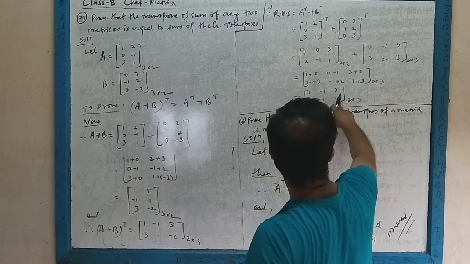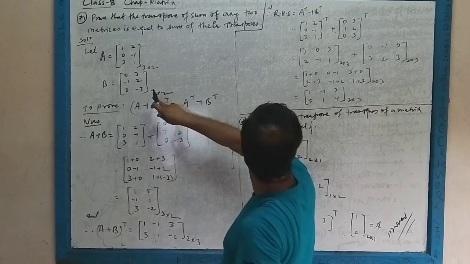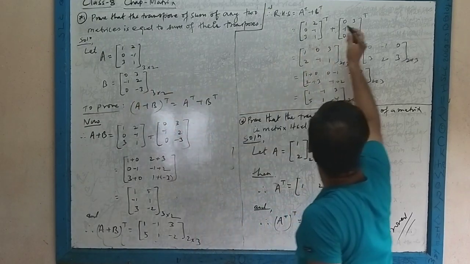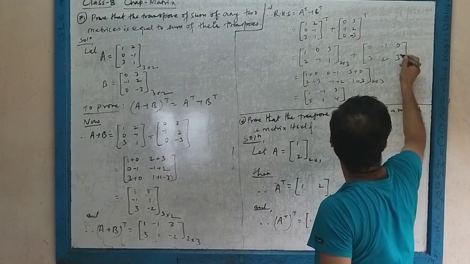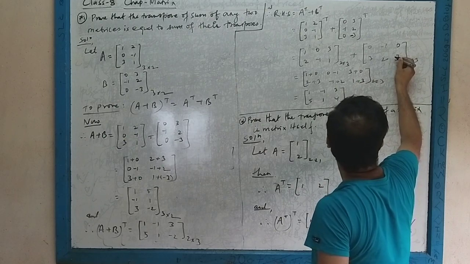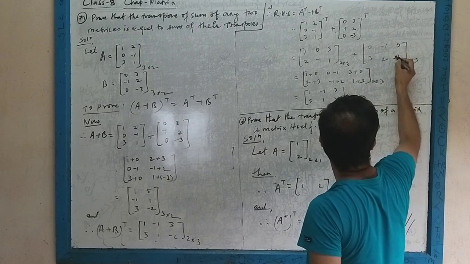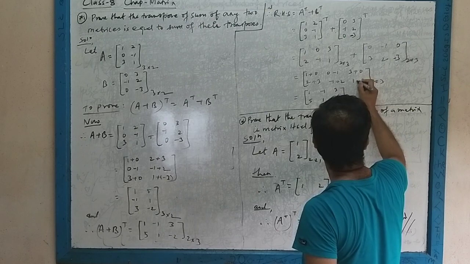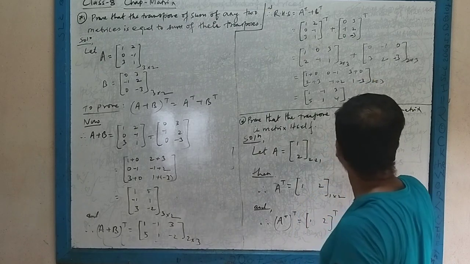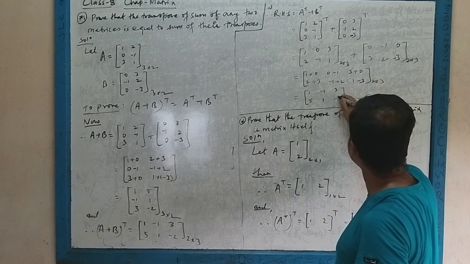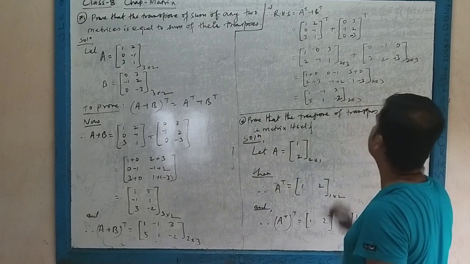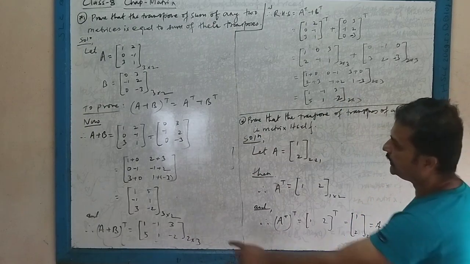So let's check the matrix. Oh, here it is minus 3. Here is minus 3, this is minus 3, third row this is minus 3. So this is minus 3. Now this will become minus 2. So we are getting the same result.